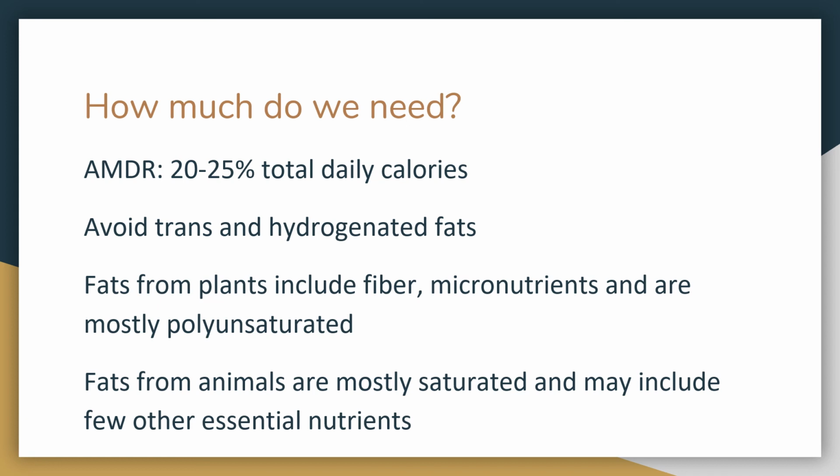The acceptable macronutrient distribution range is about 20 to 25% of total daily calories. Again, these are rough estimations and vary person to person. Certainly we know to avoid trans and hydrogenated fats. These are the man-made ones. Including fats from plant foods gives us not only the essential fats, but also fiber and micronutrients, and these are mostly polyunsaturated. Understanding that when we consume fats from animal foods, these are mostly saturated fats, and in some cases, depending on the quality of the animal flesh, would provide very few, if any, other essential nutrients.